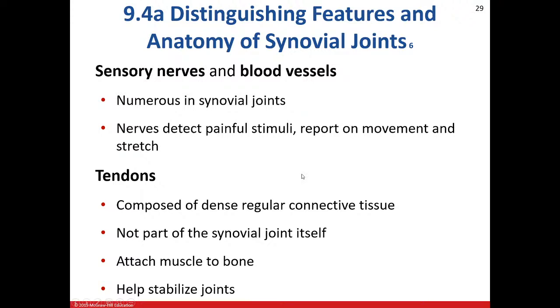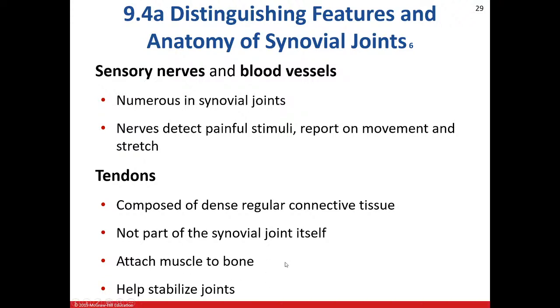All right, so sensory nerves and blood vessels are also found in the joints. There are a number of blood vessels and sensory nerves in the joints. Of course, the nerves are going to detect pain, and then report on movement and stretch to the central nervous system. Tendons are composed of dense, regular connective tissue. Do you remember what ligaments were made up of? Yes, it was also dense, regular connective tissue. So histologically, they are essentially the same, except they're not going to be part of the synovial joint, and they attach muscle to bone.